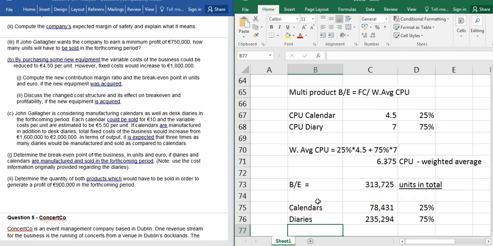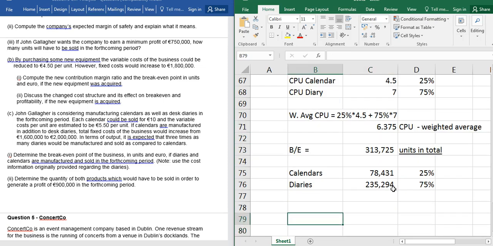So in CVP, we have a restrictive assumption. You have to use a constant sales mix. You have to make some assumption: what proportion of each product are you going to sell in the forthcoming period? And if we sell calendars of 78 times 4.5 plus 235 times 7, it will get you to your 2 million. You'll earn 2 million contribution to cover your fixed costs. So you go back and make sure you can prove that, to see, does that actually break even?